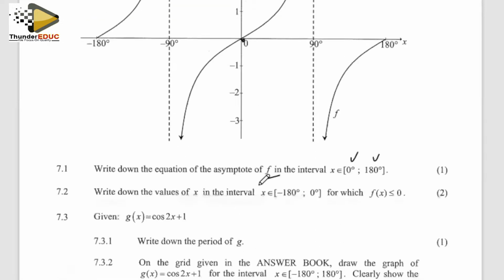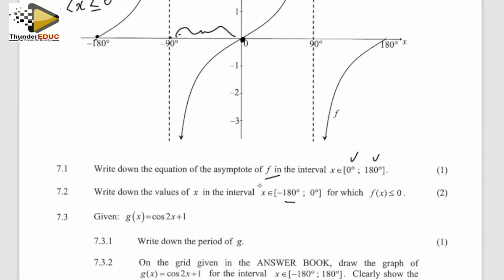7.2, they want us to write down the values of x in the interval between negative 180 and 0, where the graph is below or equal to 0. So we can see that the graph is below from here up to this point within this interval. Okay, is below 0 or equal to 0. Then at this point here, the graph is just equal to 0 because it's still the same interval. So what I'm going to say is that x is negative 180 degrees, and then negative 90 is less than x, which is less than or equal to 0. That's my approach for 7.2.